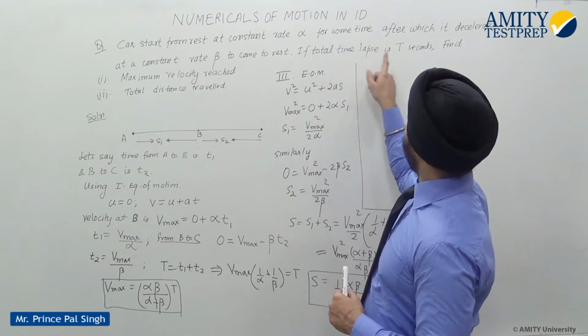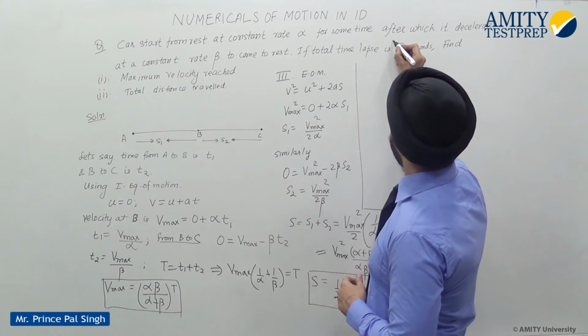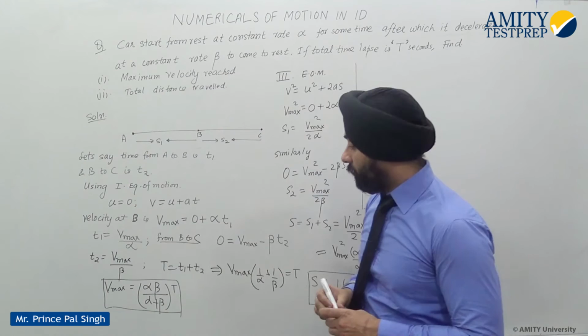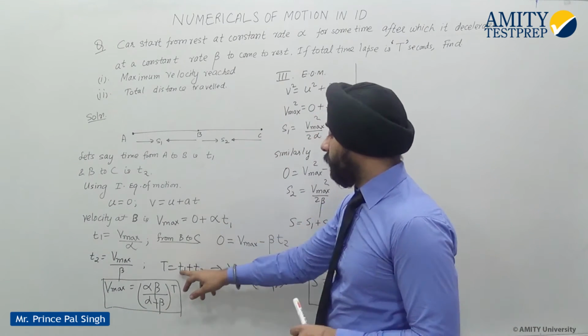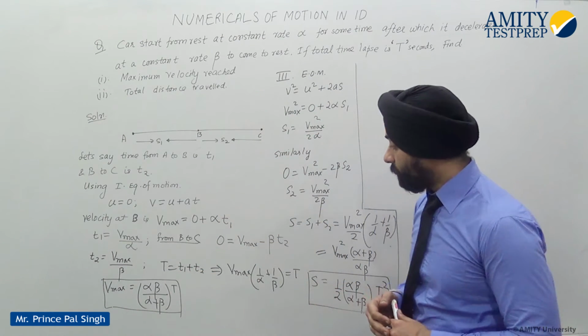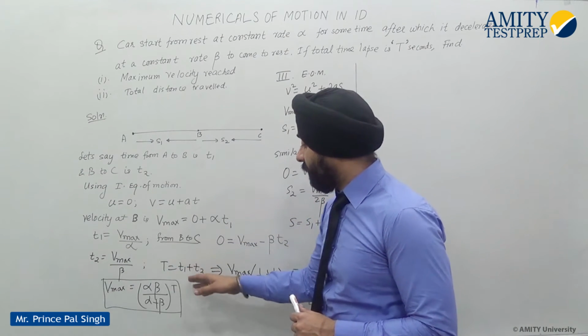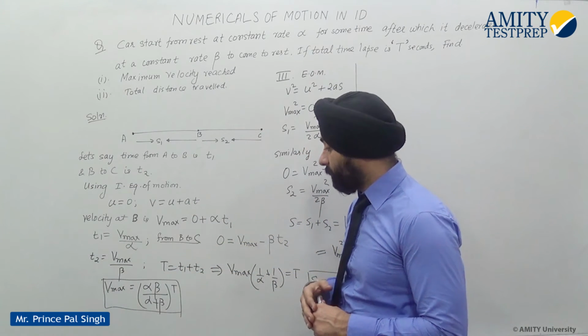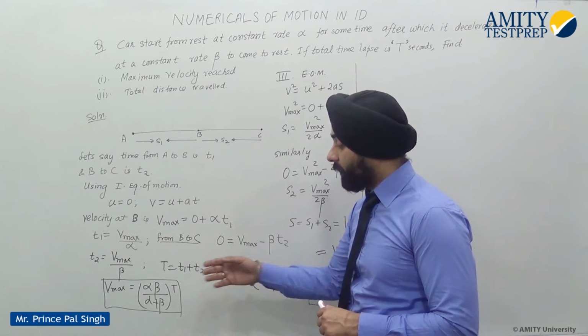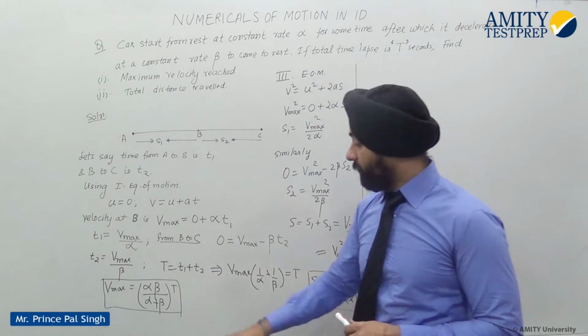Now it is given that the total time elapsed is T. So T equals T1 plus T2. Now if I put the values of T1 and T2, I get the maximum velocity in terms of the given quantities, that is alpha, beta and T. This is the first answer.